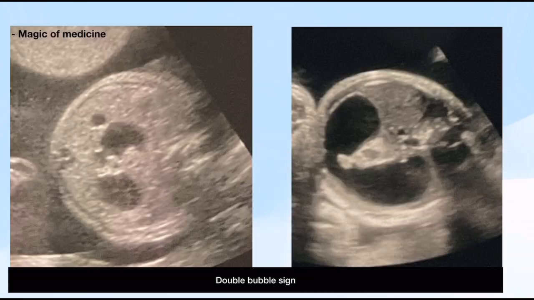Again, this is the USG appearance in another patient. Again you are seeing two fluid filled bubbles, one on the right side and one on the left side of midline, and these are interconnected also. So this again represents double bubble sign, and the differentials I have told you already.